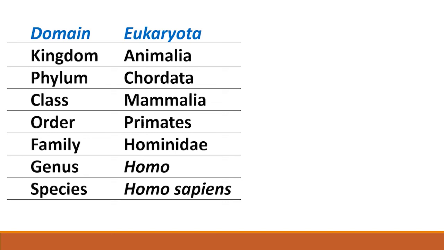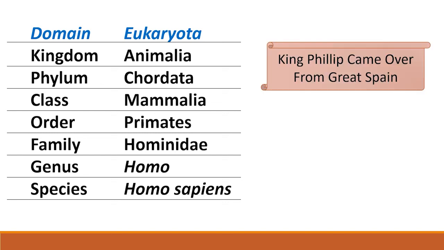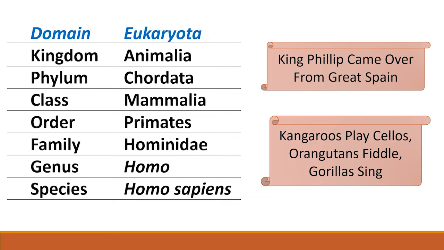All right, how are we going to remember all this? Because remember, our learning target for this week is just to remember all of these. Fortunately, there are sentences. This is the classic one. King Philip came over from Great Spain. This means a lot when you're studying a lot of European history. We don't study as much European history as they once did, so I actually prefer this particular sentence. Kangaroos play cellos, orangutans fiddle, gorillas sing. You don't have to use this one though.